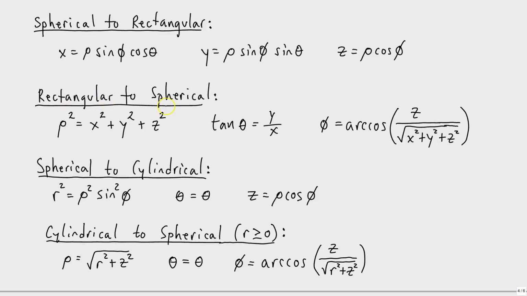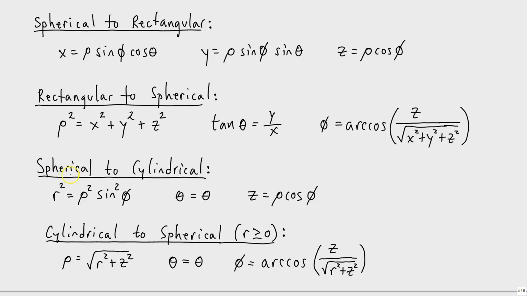What if you have rectangular and want to go the other way? So rho squared is x squared plus y squared plus z squared. Tangent of theta is just y over x, like it was before. And then phi is going to be inverse cosine of z divided by the principal square root of x squared plus y squared plus z squared. Again, those angles are multi-valued. There's more than one possible angle that would work there.